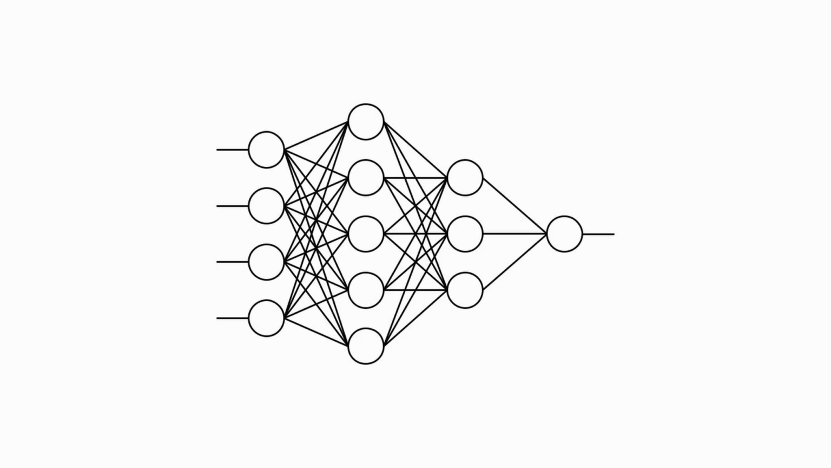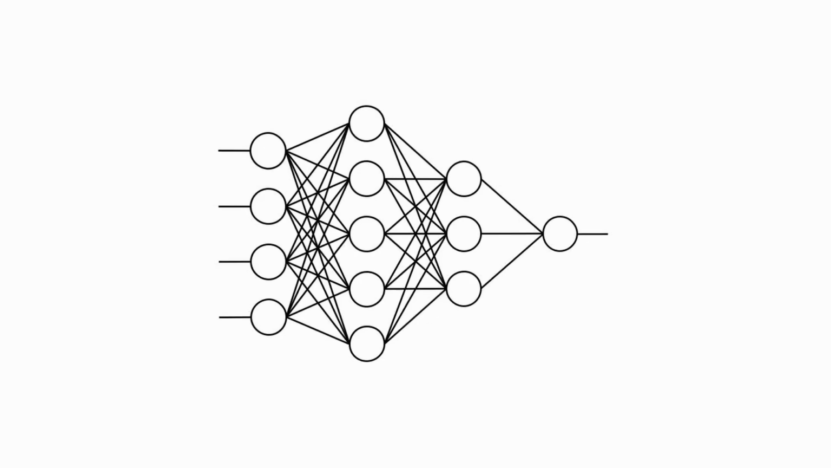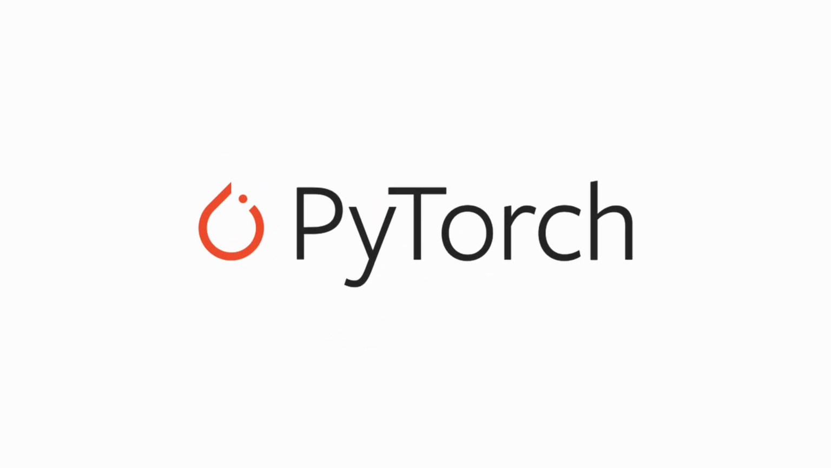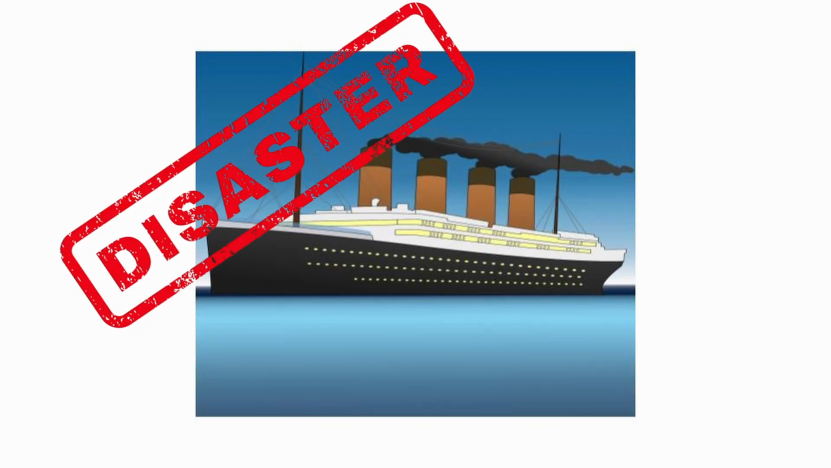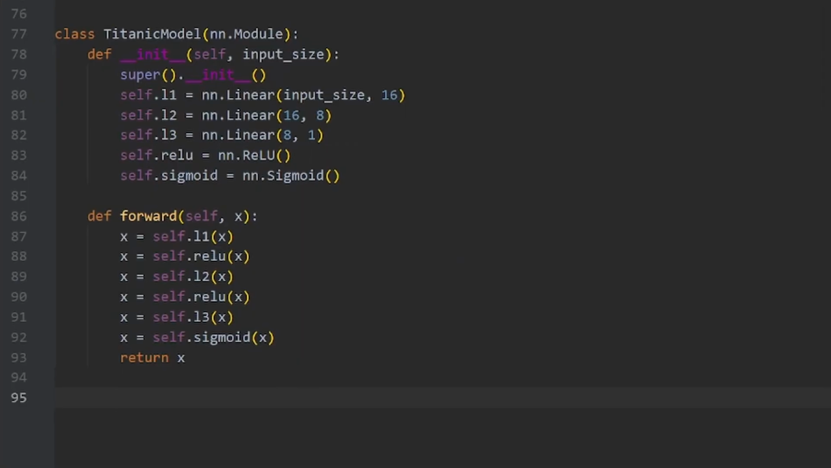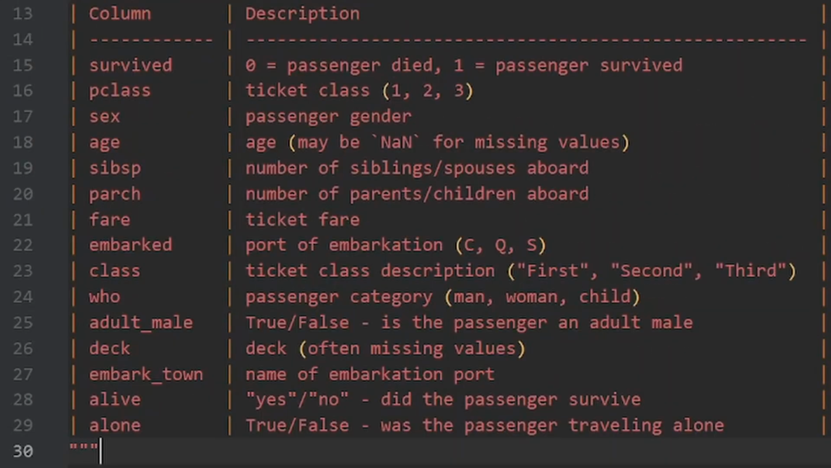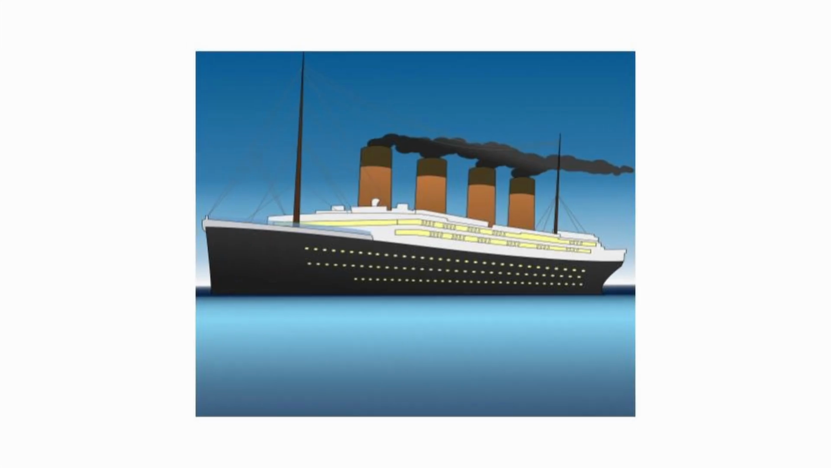Today we'll learn how to build an artificial neural network model using the PyTorch framework. If you want to learn how to use it to predict which Titanic passenger survived the disaster, stay with me. I'll show you how to create and train such a model on real historical data from the most famous maritime disaster. Let's get started.